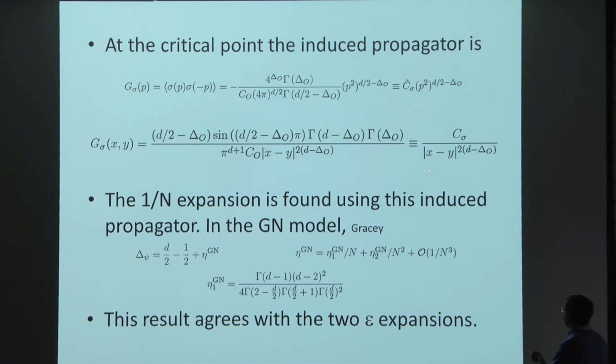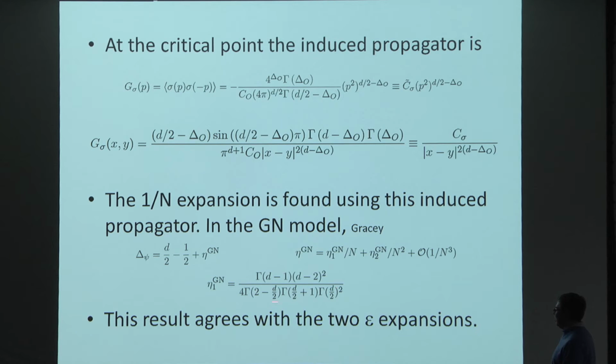Everything is given by power law correlators. And this game was played very extensively in the 80s and 90s. For example, Gracey developed for the Gross-Neveu model the picture of 1/n corrections. And these 1/n corrections are computable as a function of D. And this is a little bit sophisticated. It's a kind of resummation.